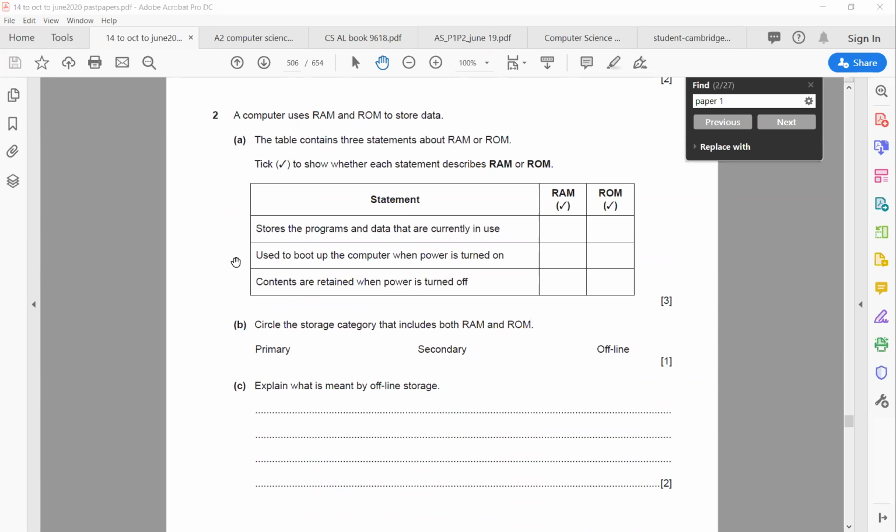In question 2, a computer uses RAM and ROM to store data. The table contains 3 statements about RAM or ROM. तो इसमें आपने बताना है जी, tick to show whether each statement describes RAM or ROM. तो first क्या है जी, stores the program and data that are currently in use. What do you say? क्या आना चाहिए? It's RAM.